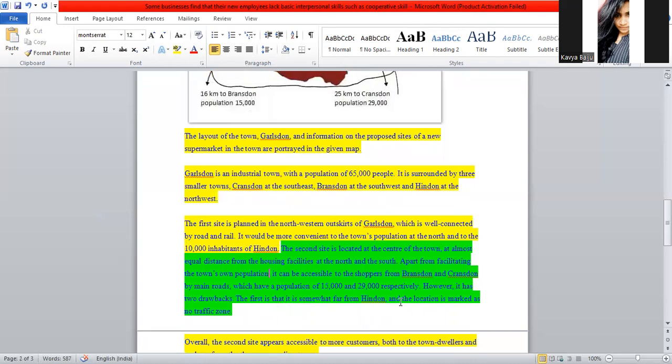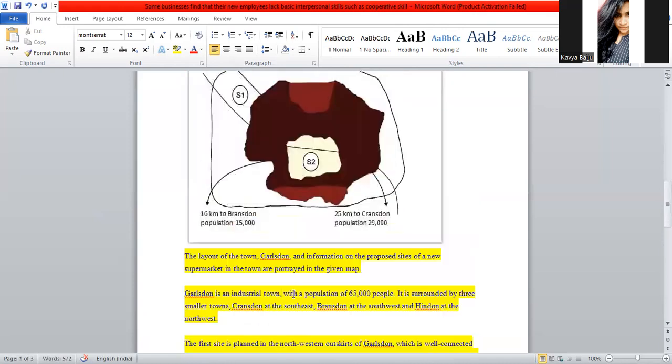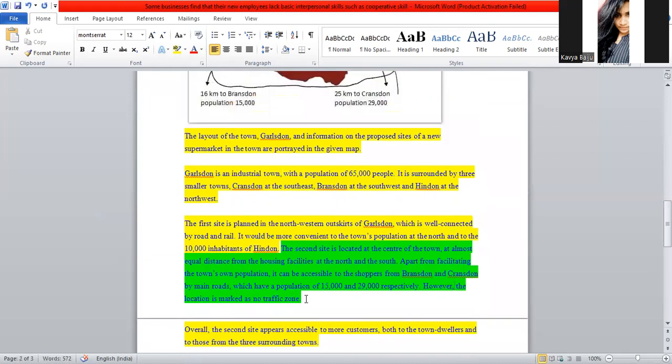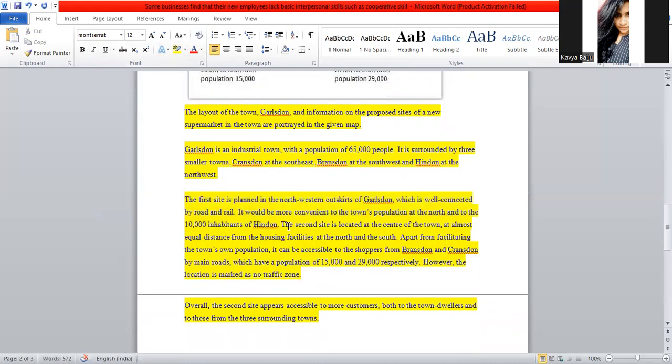However, the location is marked as a no traffic zone. So it is marked as a no traffic zone. Now this is the drawback there. So we have mentioned the drawback also. I have completed the second paragraph too.